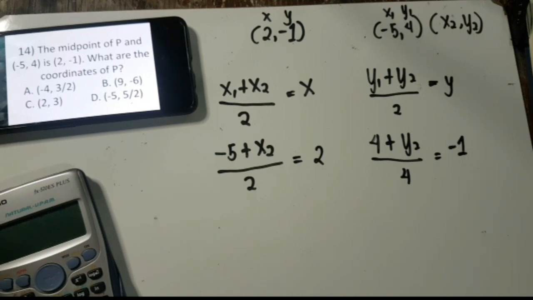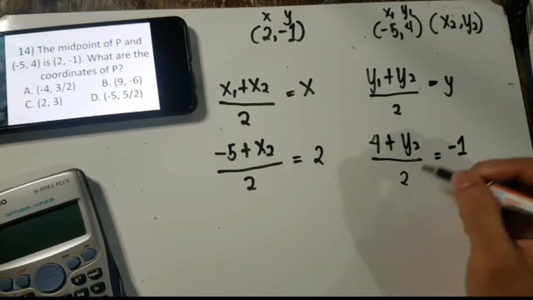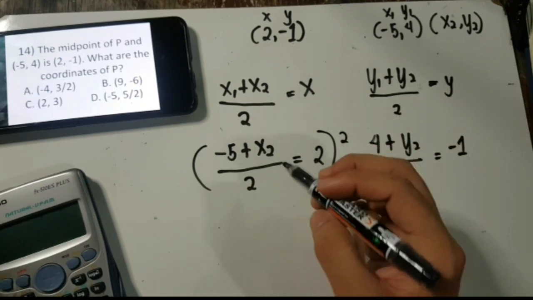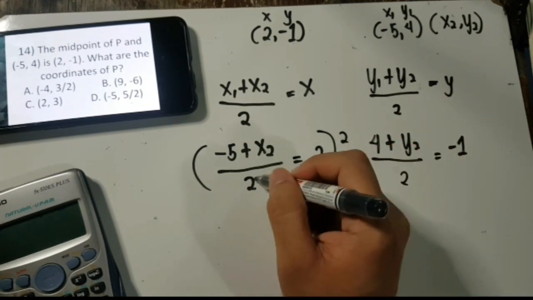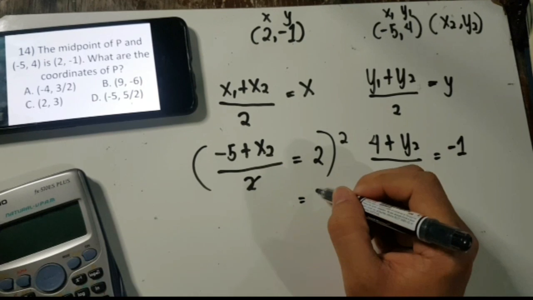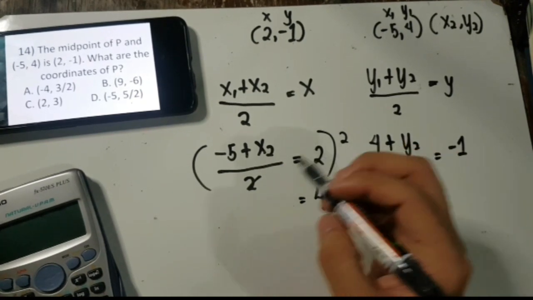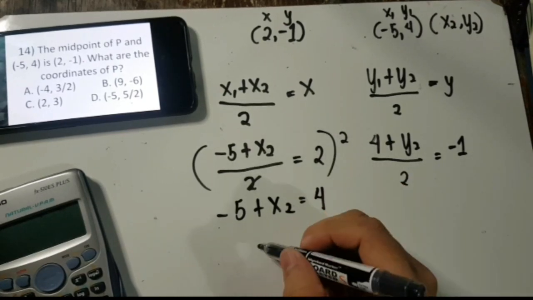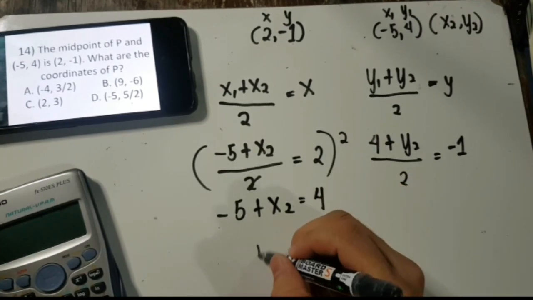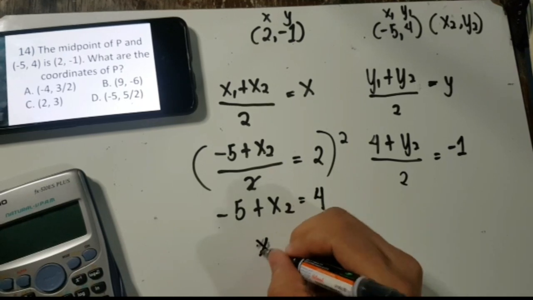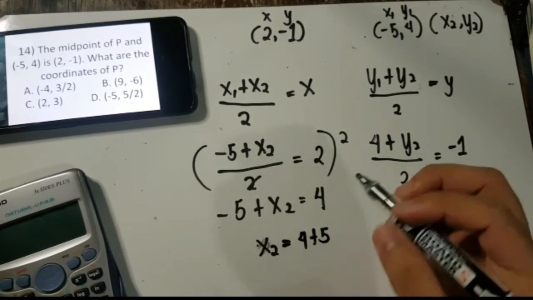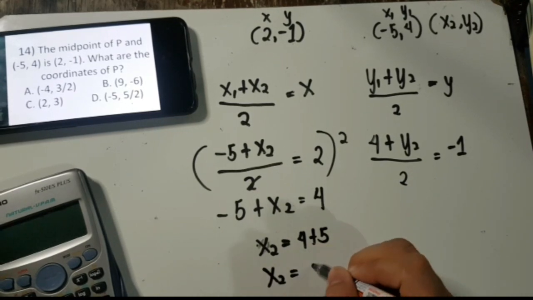So, first step dito is multiply both sides by 2. So, cancel. So, this becomes 4, 2 times 2, 4. So, negative 5 plus x sub 2. So, add both sides si 5. So, x sub 2 is 4 plus 5. So, x sub 2 natin is 9.